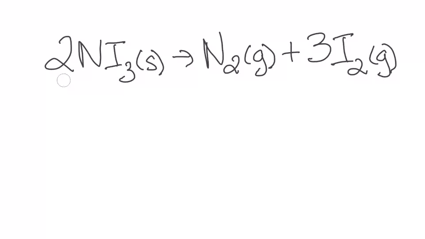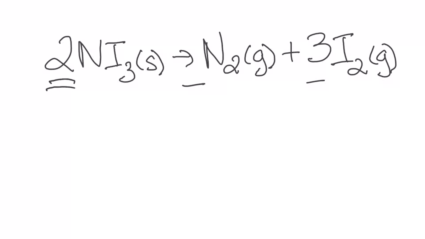So what do these coefficients really mean? So we have 2, 1, when it's nothing there it means 1, and 3. So what do they mean? Well, you can take 2 molecules of nitrogen triiodide and it will make 1 molecule of nitrogen gas and 3 molecules of iodine gas. But usually we're not working with something that small as a molecule at a time because we wouldn't even see it. So these coefficients can also stand for moles.